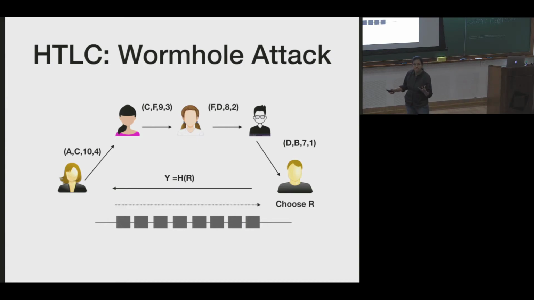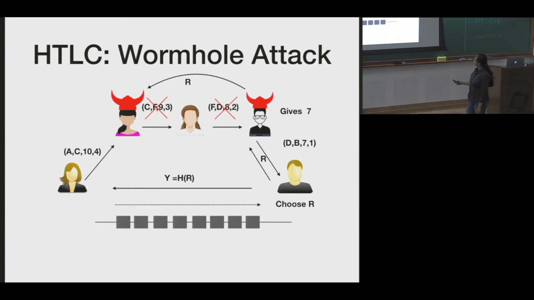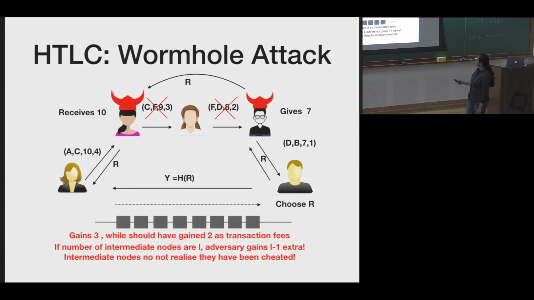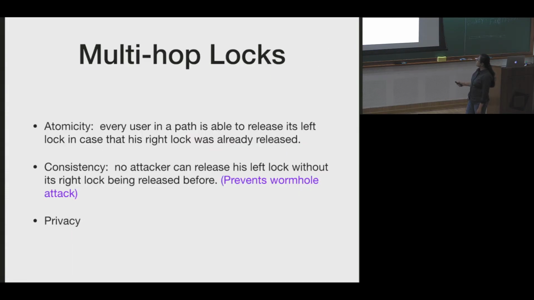So how would I create such locks, such that this is possible? You want the transaction to be successful, you need consistency, and it means that no attacker should release its left lock without getting the right lock. What was happening previously was that an attacker was releasing its left lock, but its right lock was not being released. So you would like to have these two things in order to have the payment be successful and no cheaters.